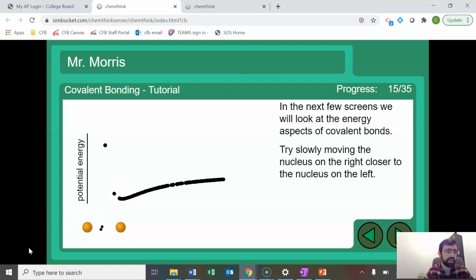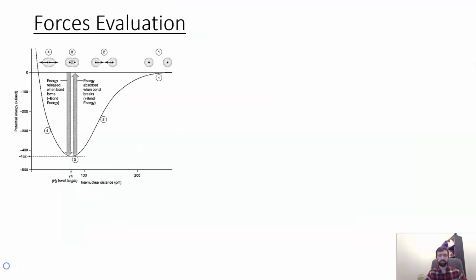And we'll get back into our slideshow now. Don't forget to work all the way through this simulation. If you haven't already done that, you'll find it helpful, I think. And remember, it is part of your homework assignment.